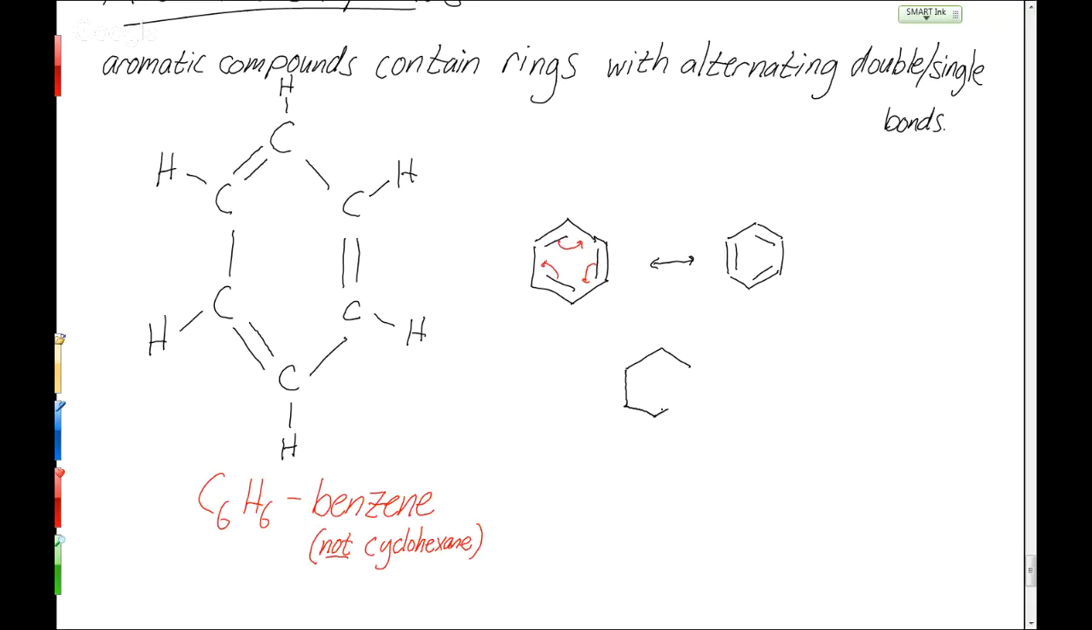is with a circle in the middle. And that indicates the same thing. That's another way of drawing benzene that shows this kind of behavior of these double bonds going around. So when you see that hexagon with the circle in the middle, that's not cyclohexane, that's the special aromatic compound called benzene.